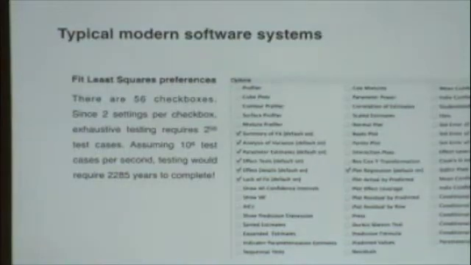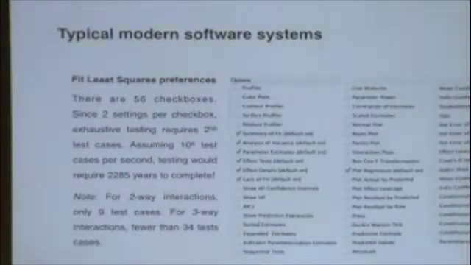Okay, so this is not practical. You can't do this. So you have a few options: come up with a better testing strategy or get rid of this stuff. Okay, so you can actually test this in 9 test cases. A 2-way covering array.